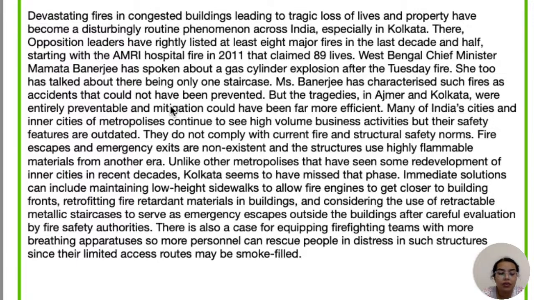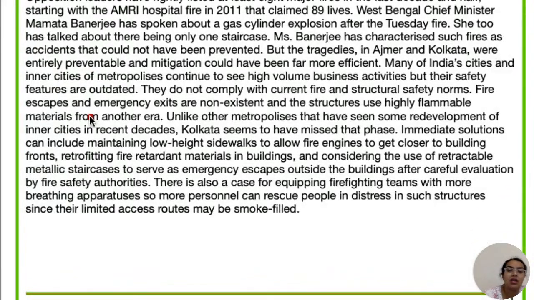Okay, so here what we get to see is that the mitigation could have been far more efficient. Many of the cities, the inner cities of metropolises, continue to see a high volume of business activities. काम हो रहा है, business activities हैं, volume है, but the safety features are outdated. The safety features and escape plans, they are all outdated. They do not comply with current fire and structural safety norms.